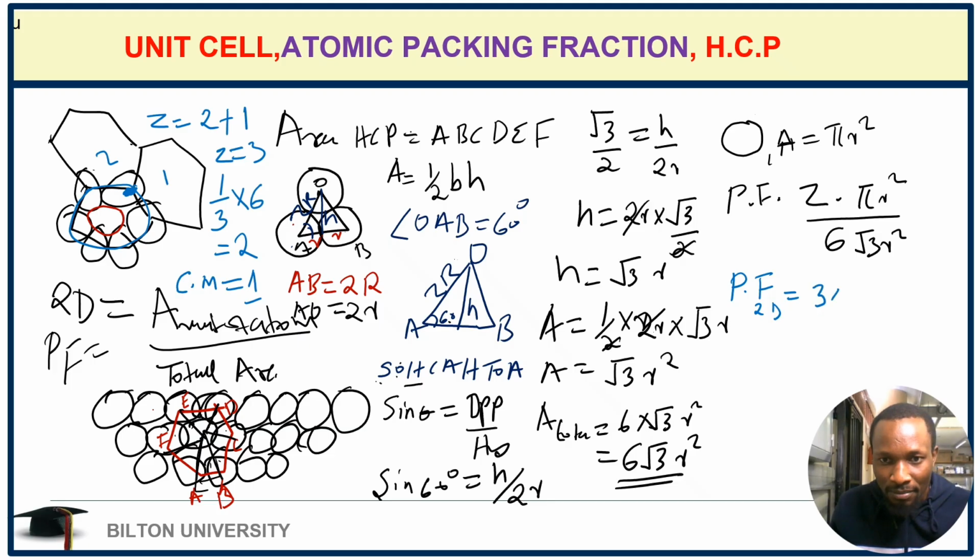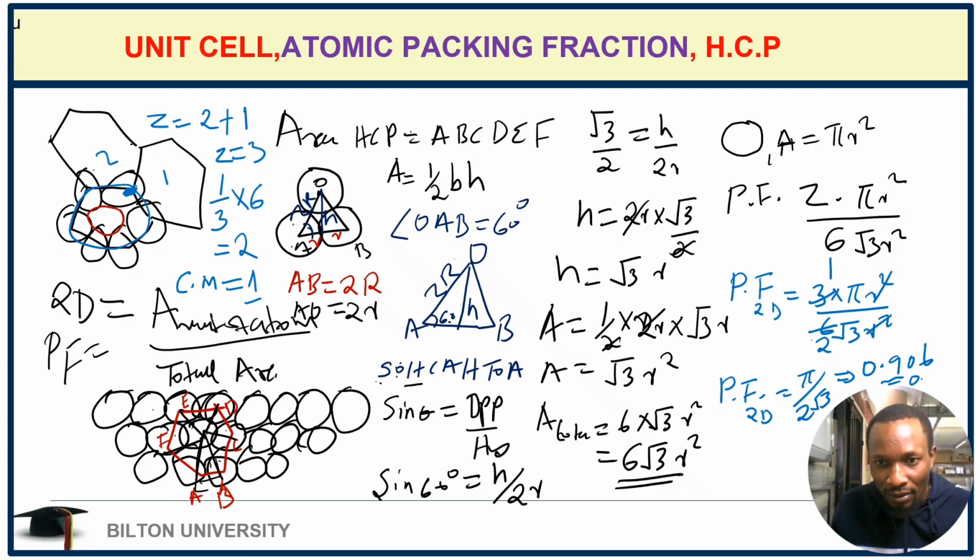So we can proceed and say our packing fraction in 2D will be Z, which is 3, times pi r squared, divided by 6 root 3 r squared. R squared cancels R squared. 3 goes into 3 once, and into 6 it goes 2, leaving our PF, or packing fraction in 2D, to be pi over 2 root 3, and this gives you 0.906, which is approximately 0.91, and in terms of percentage this will give you 91%. So this is the PF.